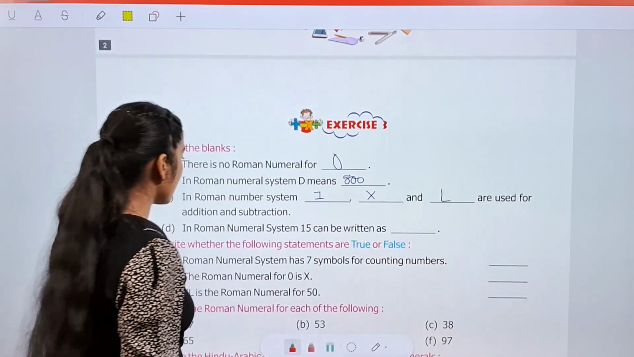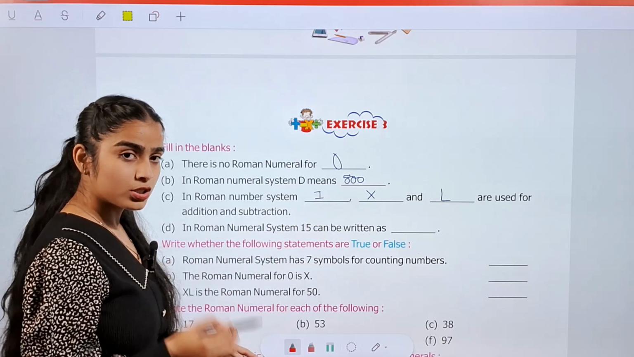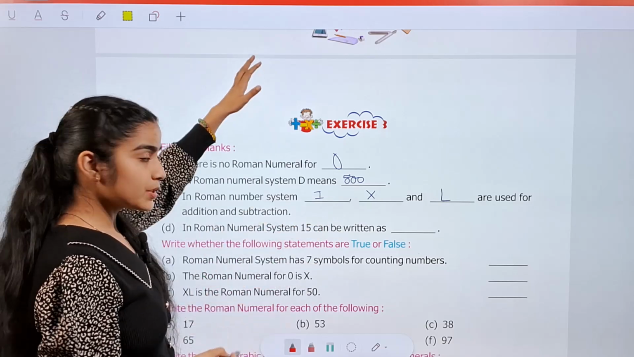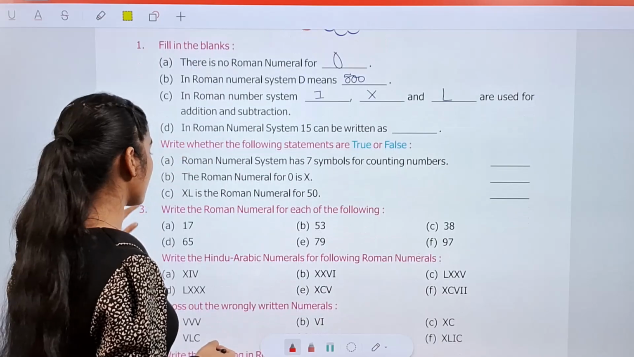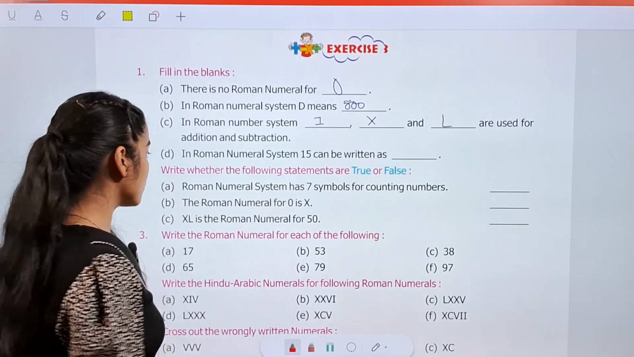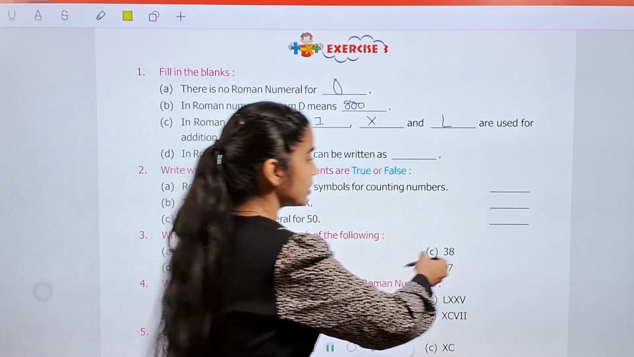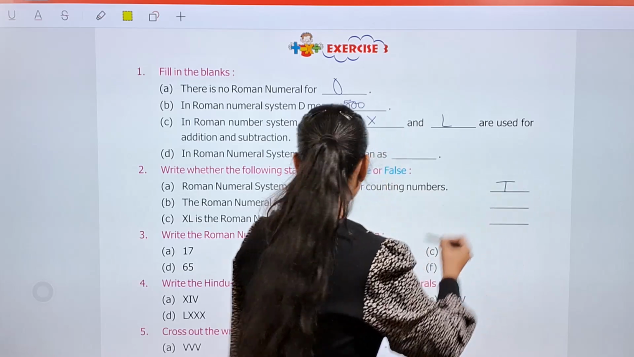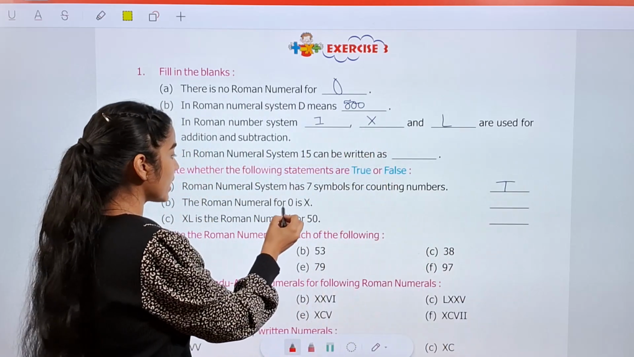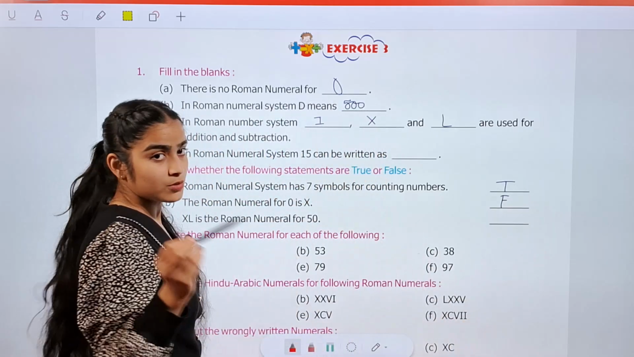Okay. Next we have, in the Roman numeral system, 15 can be written as. This we already discussed in our previous examples, so you have to do it from that. Write whether the following statements are true or false. The Roman numeral system has 7 symbols for counting numbers. This is true. The Roman numeral for X is 10. This is false. Rest of the questions you have to do yourself.